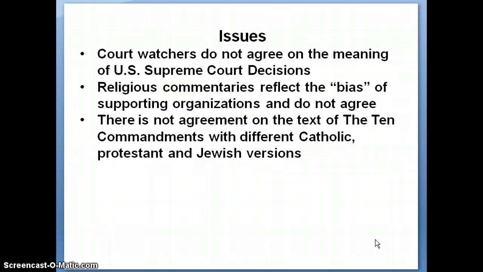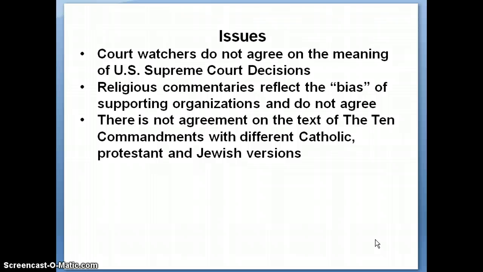As you might suspect, court watchers do not agree on the meaning of U.S. Supreme Court decisions. Many of you who witnessed the U.S. Supreme Court decision with regard to the Affordable Care Health Act know that after the court gave its opinion, many people thought it was the greatest thing coming down since they could remember, and many said it was a terrible example of the Supreme Court overstepping its power. That's not uncommon. There's not agreement. Also, religious commentaries obviously are going to reflect the bias of the supporting organizations who do not agree.